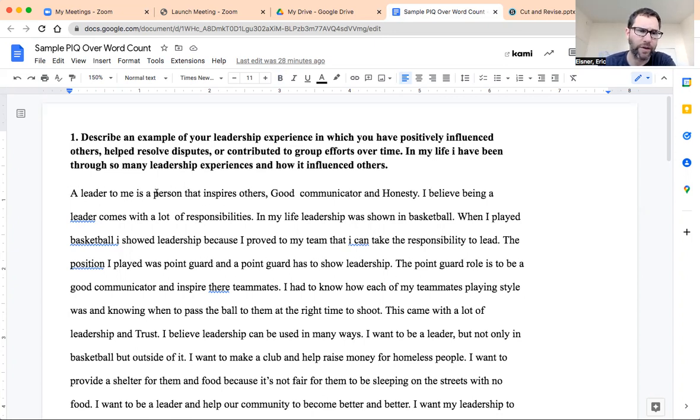So, a leader to me is a person that inspires others. Now, we know this is a personal insight question, so I know it's coming from this particular writer. One thing we could do here is cut out "to me." So, a leader is a person that inspires others. Now, you probably notice another redundancy here: a leader is a person that, right? We know a leader isn't going to be an animal. I guess there are leaders in the animal kingdom, but that's not really what we're talking about here. So we could just say, a leader inspires others, right?